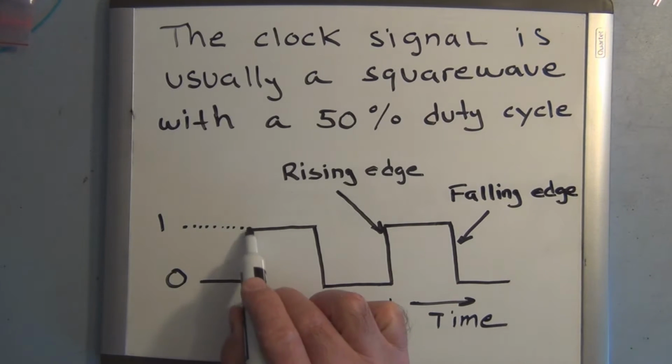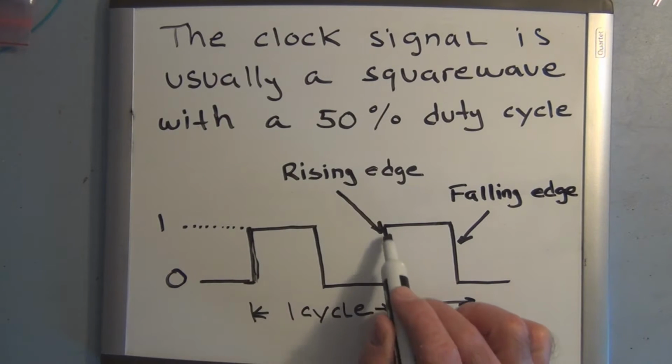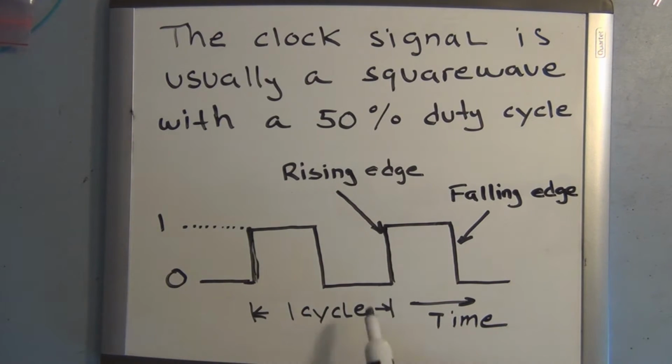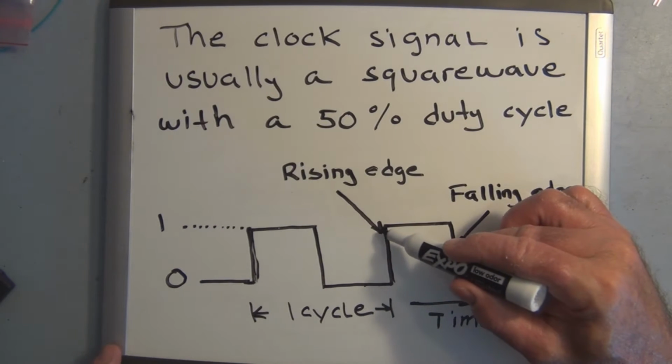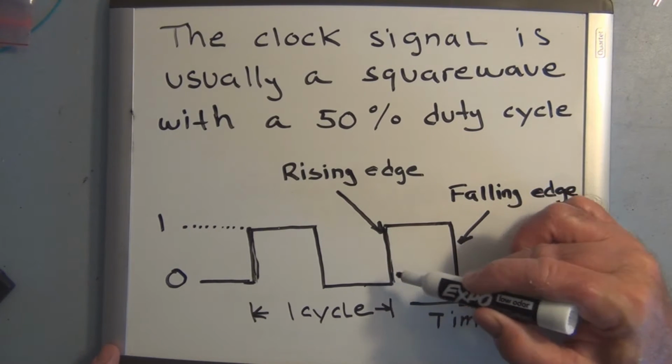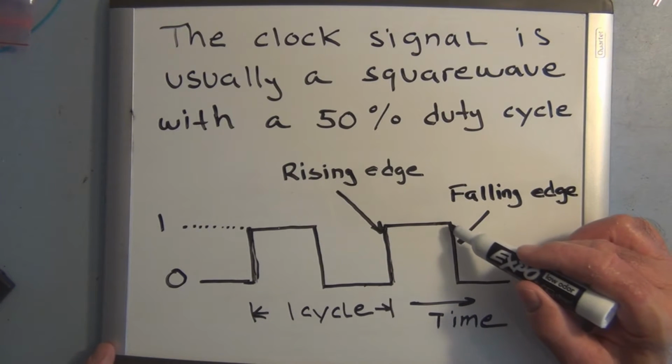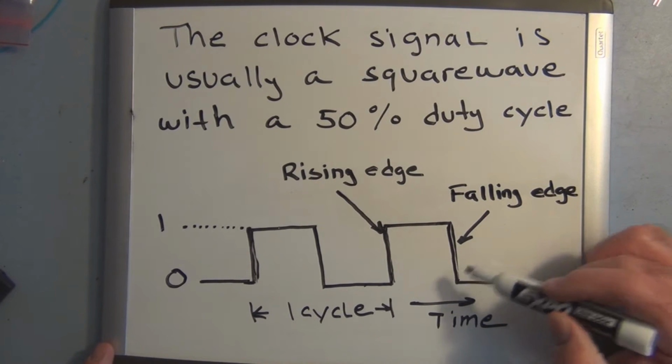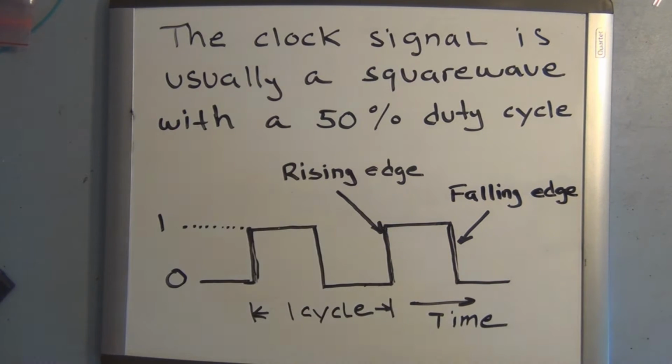So if we go from this edge to this edge here, in that amount of time, it's half on and half off. So the clock signal is going to be the triggering signal, and the set and the clear are the control signals. And the trigger is not the whole square wave. It's usually going to be either the rising edge, where it goes from 0 to 1, or the falling edge of the square wave, where it goes from 1 to 0.